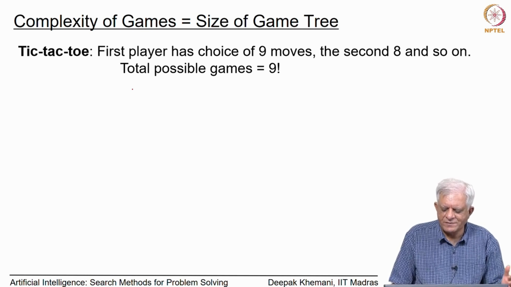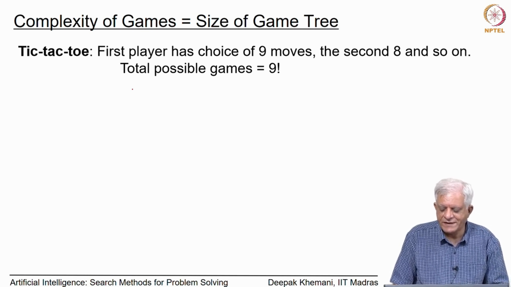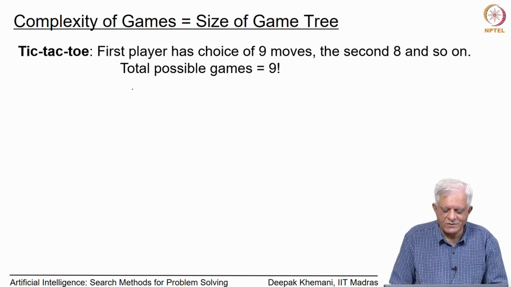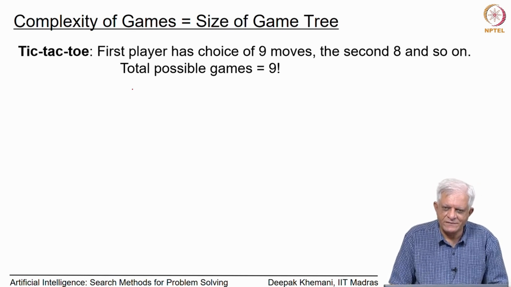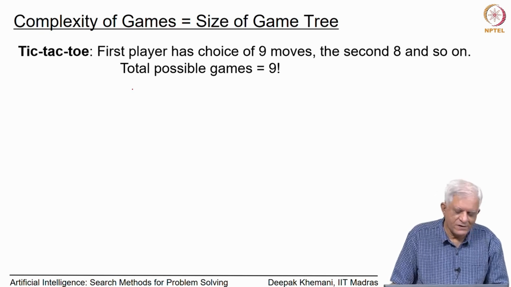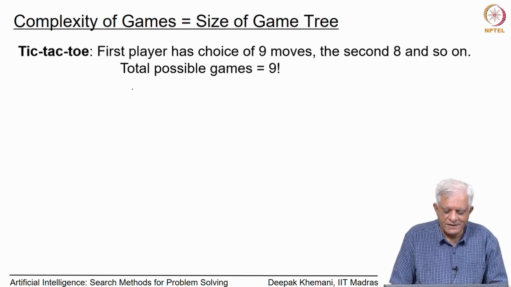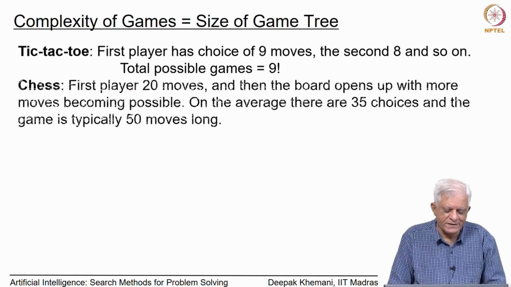But then we want to simplify matters. So, we say the first player has 9 choices, second player has 8 choices and so on, and the total possible games will be 9 factorial, which, as we have discussed, we already know always ends in a draw when both the players are playing perfectly. But let us look at the game of chess.